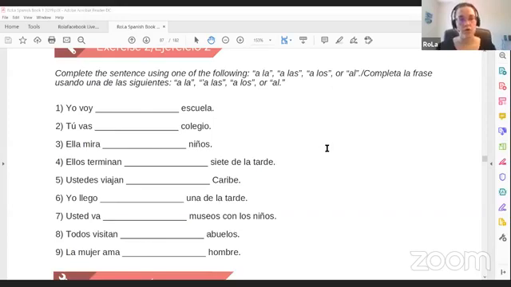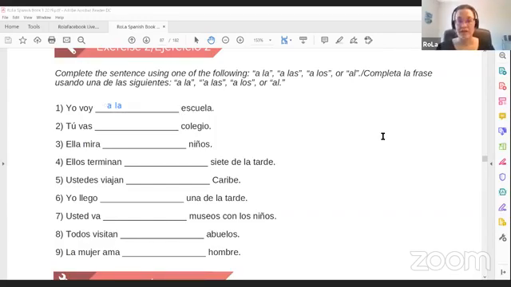So, número 1, yo voy. Okay, and so we're choosing al, a la, a los, or a las. So these are our options we have to do with a. So, escuela, we can see femenino, singular. So, yo voy a la escuela. I go to the school.